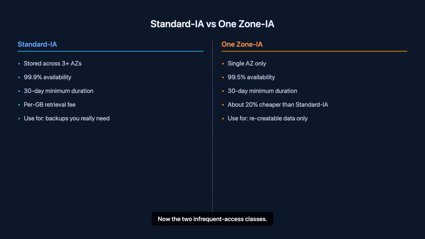Now the 2 infrequent access classes. Standard IA stores objects across 3 or more zones, with a 99.9% availability target, a 30-day minimum duration, and a per gigabyte retrieval fee. Use it for backups you really need to keep safe. One zone IA is the same idea, but stored in a single availability zone. Availability drops to 99.5%. You save about 20% on storage, and the 30-day minimum is still there. The trade is that if that one zone is destroyed, the data is gone. So one zone IA is only for recreatable data, like secondary backups or replicated copies.